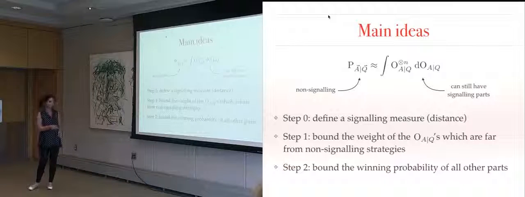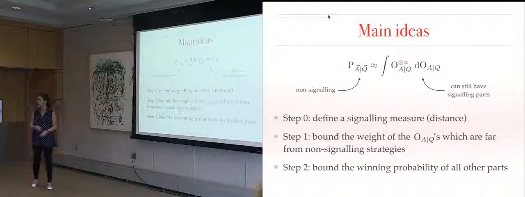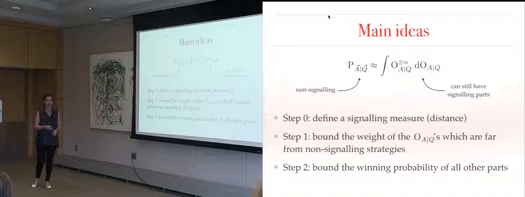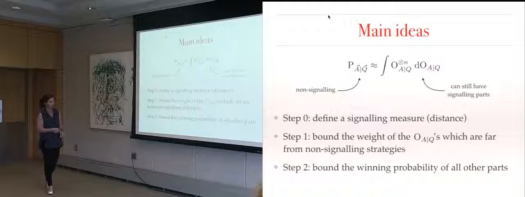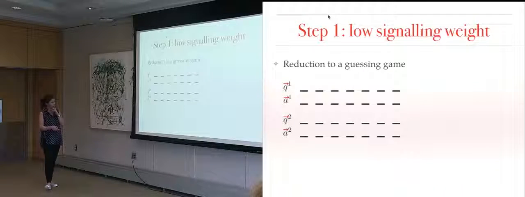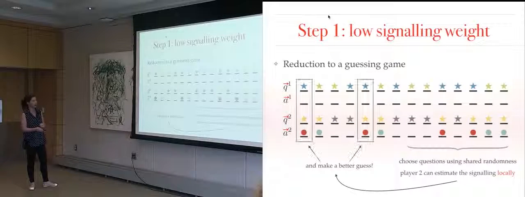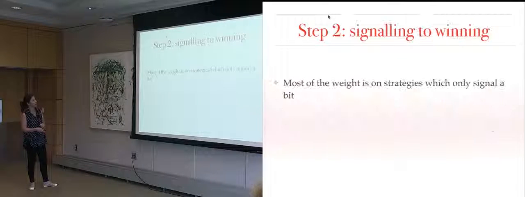The second step is that now we have only the systems which signal just a bit. With those systems, we're just saying that the winning probability is not that far from this 1 minus alpha, from the optimal non-signaling probability. This you can do with sensitivity analysis of linear programming. So this is the guessing game that we have. Okay, sorry.